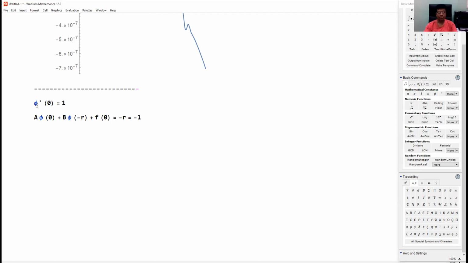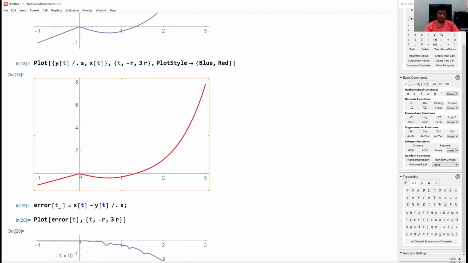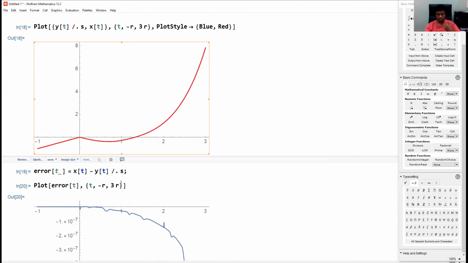Okay, so in this case, phi dash of 0 is not equal to a into phi of 0 plus b into phi of minus r plus f of 0. Okay, so according to that theorem, our solution will not be continuously differentiable at 0. What we can see at 0 is that it is not even differentiable. Okay, there is a sharp corner. So this curve is continuous, but it is not differentiable at 0. Okay, so we can conclude that it is not continuously differentiable.